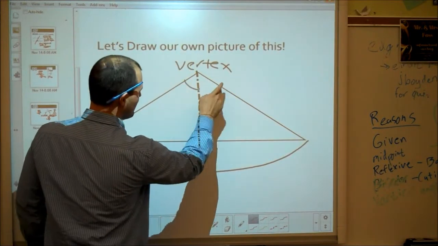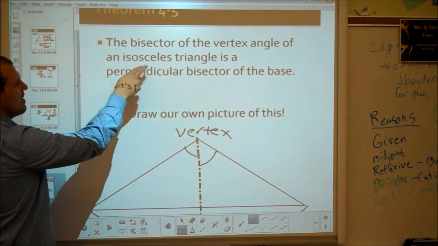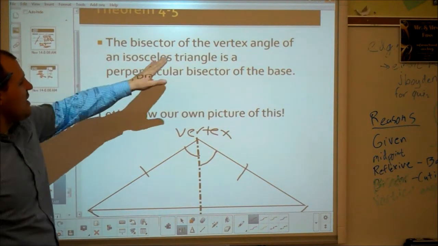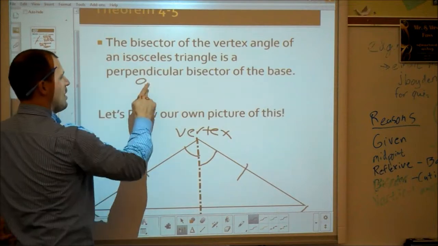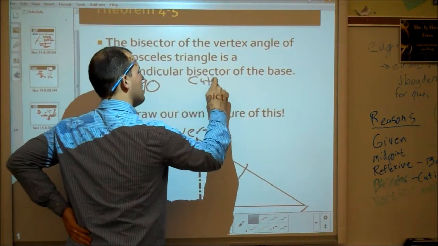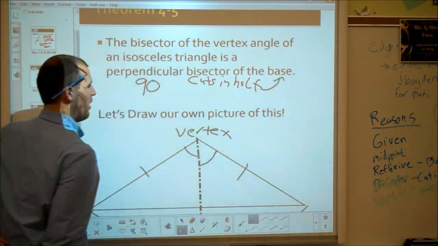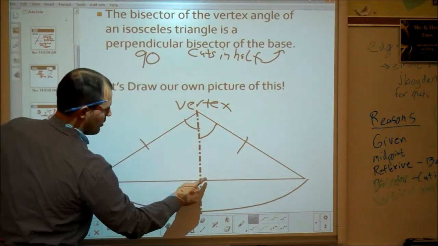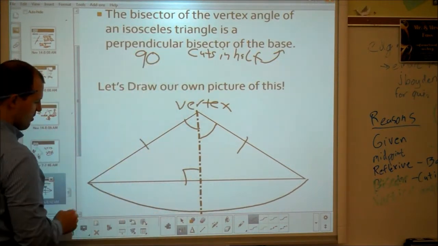So these two sides are the same size. Okay, let's go back and see the language. Of an isosceles triangle is a perpendicular bisector. Okay, hold up. Perpendicular, 90 degrees, cuts in half the base. Okay, so here's how we label that up. Perpendicular, so here's the base, it's at 90 degrees, and it also cuts the base in half.